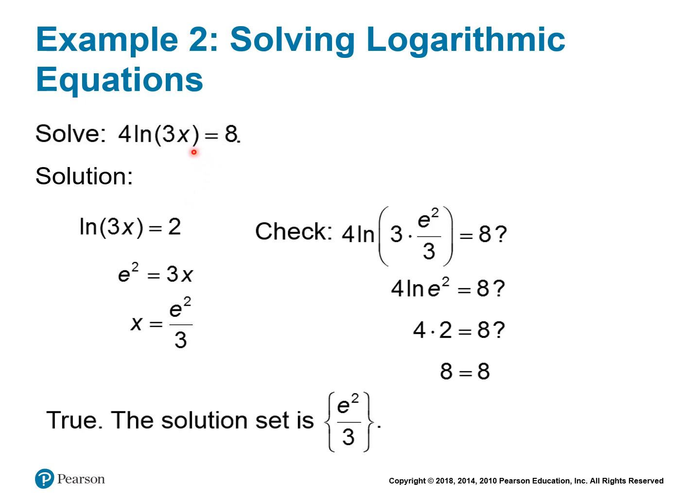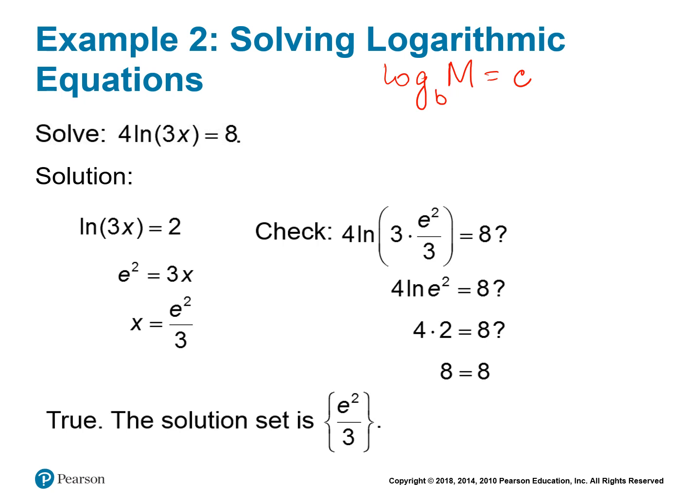Let's go through the second example now, which says solve 4 times ln of 3x equals 8. Now, the first step again is to rewrite the form in log base b of m equals c, correct? So let's see if this is in this form or not. We have 4 times ln 3 times x equals 8. So this is not quite in the log base b of m form.